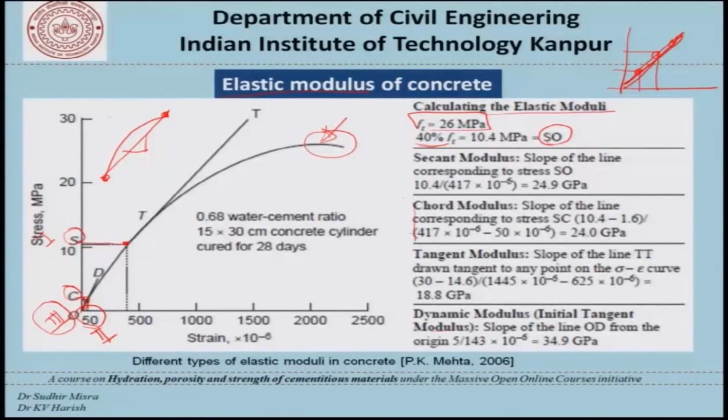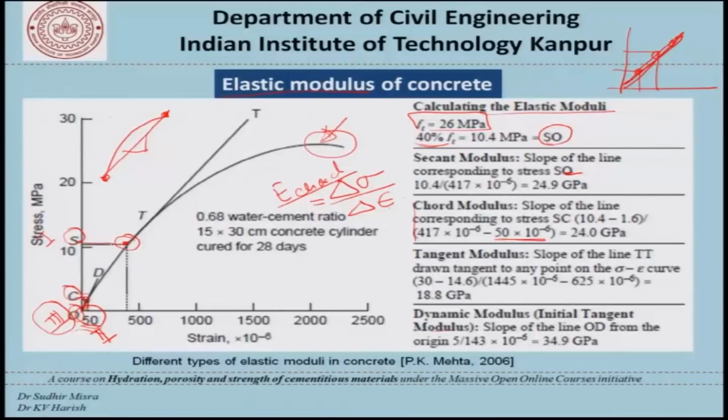Now, when it comes to the chord modulus, the origin is not the point we are talking about, but we take the point corresponding to 50 microstrains, and then we use the formula delta sigma upon delta epsilon to calculate the chord modulus. This is the difference between the secant modulus and the chord modulus. The end point here is the same, but the origin when calculating delta sigma and delta epsilon is different. In one case it is calculated from the origin, and in the other case it is calculated at 50 microstrains.